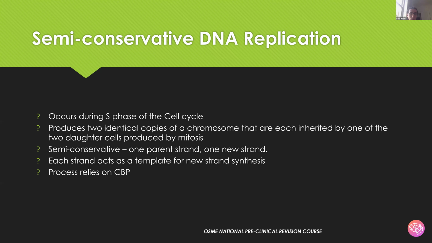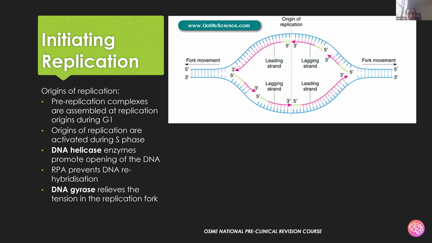Now, the key thing is, as mentioned before, that this is semi-conservative. So one DNA strand from the original parent molecule and one newly synthesized DNA strand goes to each daughter cell. And as you'll hear me say about 100 times in this presentation, this process relies on complementary base pairing. So thinking about it, there are primarily three steps: initiation, elongation, and termination.